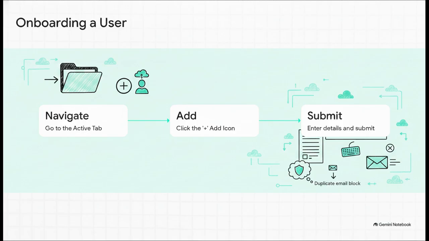And check out this smart feature. If you accidentally type in an email that's already in the system, it actually blocks you and displays an error that the email already exists. Once everything looks good and you hit submit, the system automatically fires off a confirmation email to that new user to help them get set up.